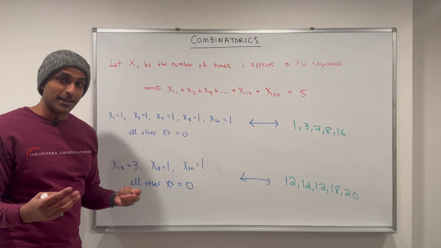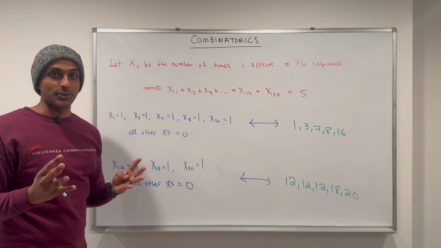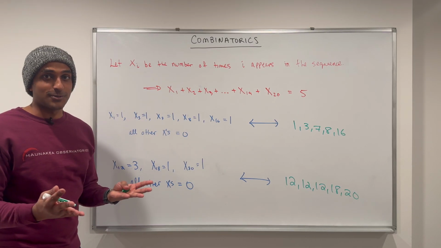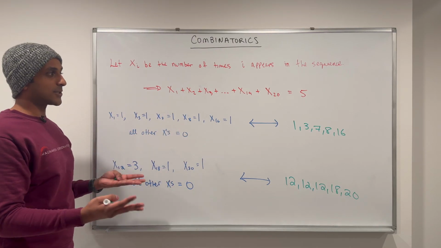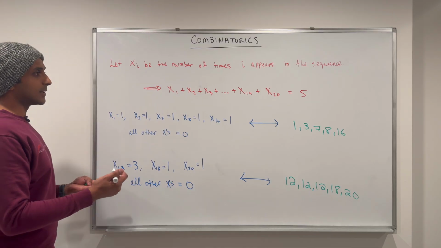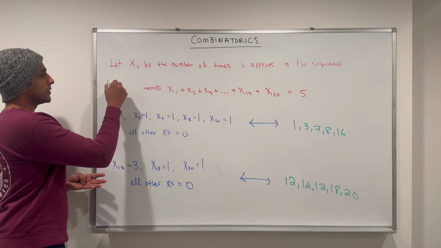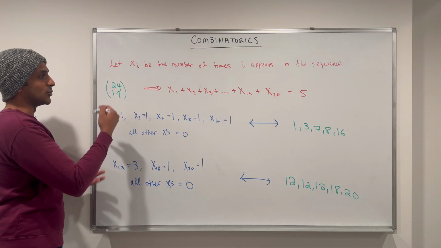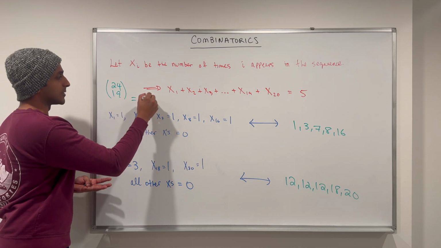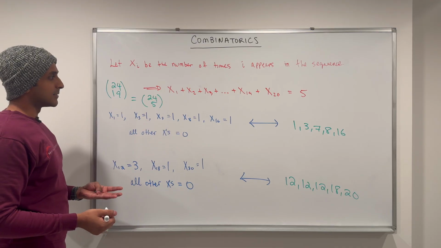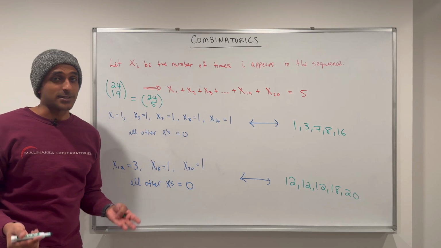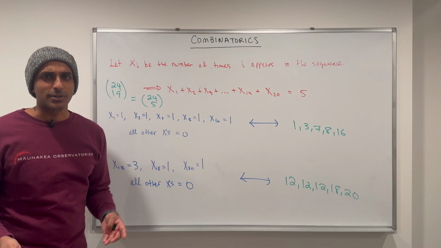And that should have alarm bells going off in your head that this is stars and bars, right? So there are going to be 19 bars and 5 stars. Based on what we've already done, there should be 24 choose 19 unique solutions, which of course is equivalent to 24 choose 5. And that's also the answer to our question, which is kind of beautiful. Let's do another one.